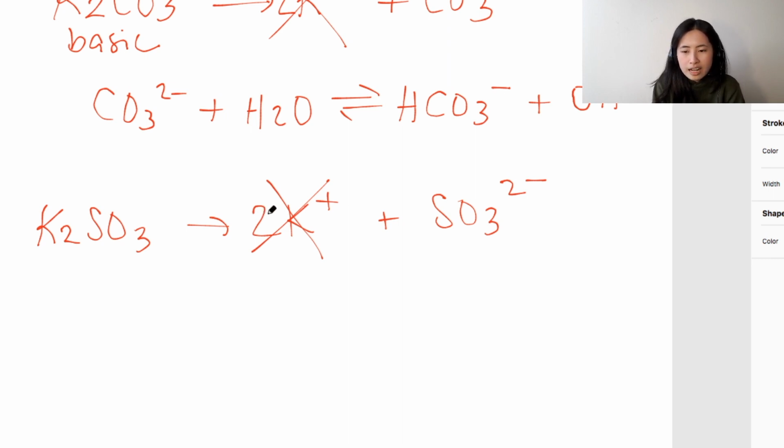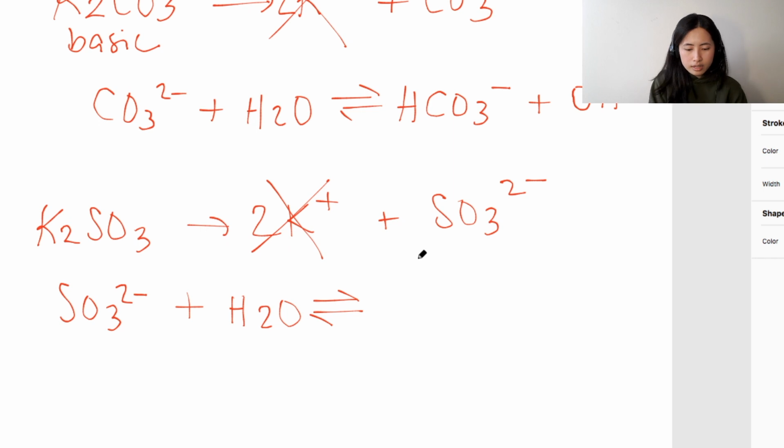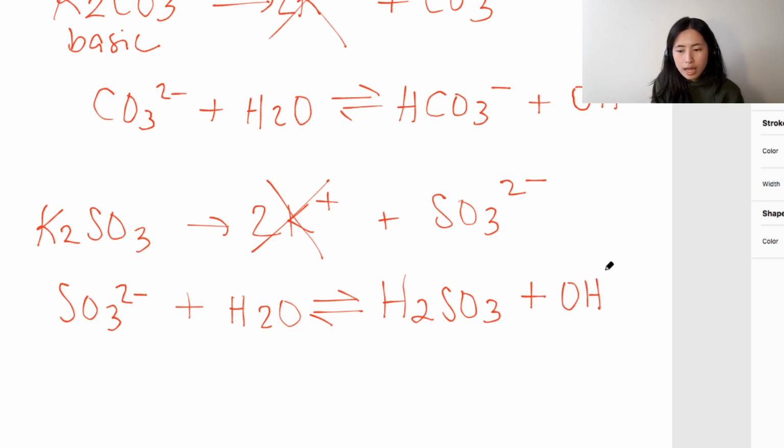However, if you're looking at SO3 2 minus, right, if this hydrolyzes, in the presence of water, under equilibrium conditions, that means you're going to have H2SO3 and OH minus, right? So that turns SO3 2 minus into a basic solution. So this is basic. Yeah, that's why K2SO3 is basic.